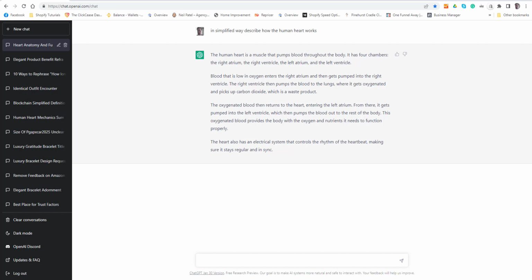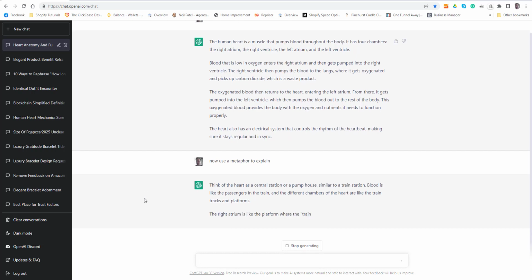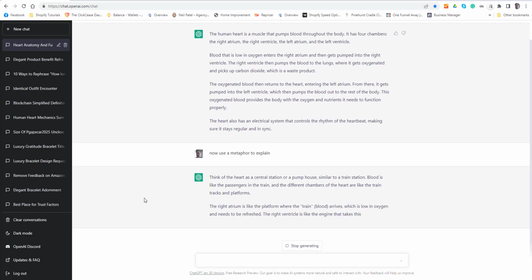So let's go ahead and just say, now use a metaphor to explain. And let's say you want to teach a 6th grader or a 6th grade biology class. So if you want to learn things that are complicated, and let's just say that the heart is fairly complicated if you consider what a cardiologist makes, now use a metaphor to explain. And this is going to break it down into a more simplified way that people could understand.